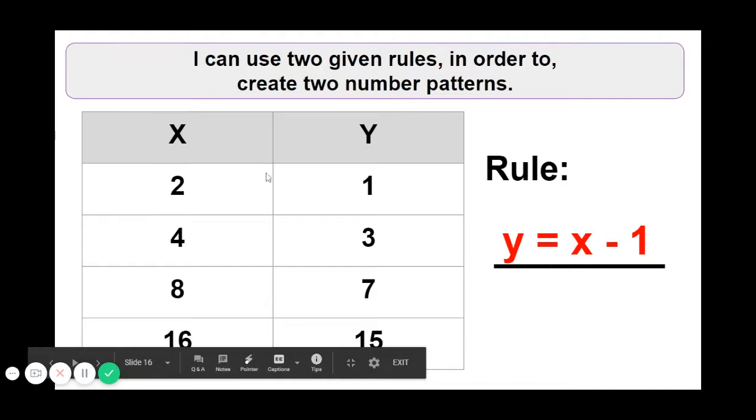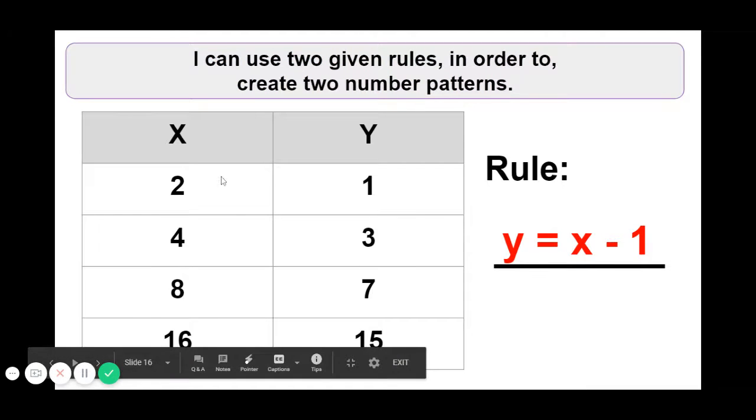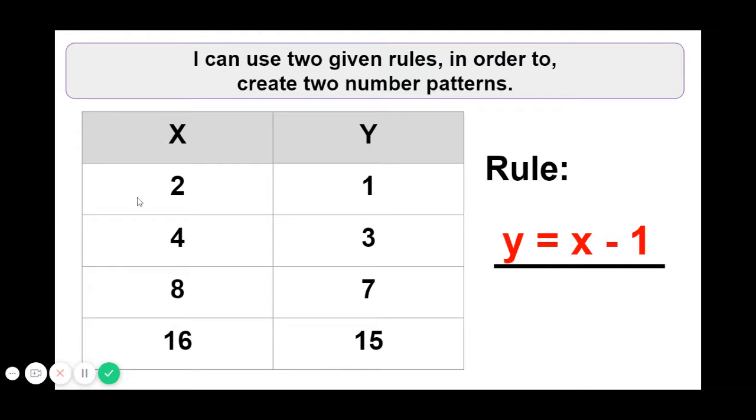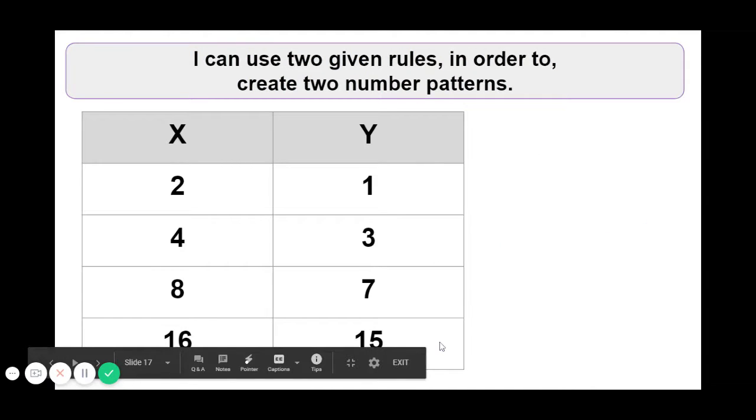So that means I could plug in any of these numbers for X into my rule here, subtract 1, and I get the number that is in the Y column. So for example, Y equals 2 minus 1, and that gives me 1. Y equals 4 minus 1, so 4 minus 1 gives me 3. Y equals 8 minus 1, which gives me 7. And Y equals 16 minus 1, which gives me 15. So I know that my rule works for every single row in my table.